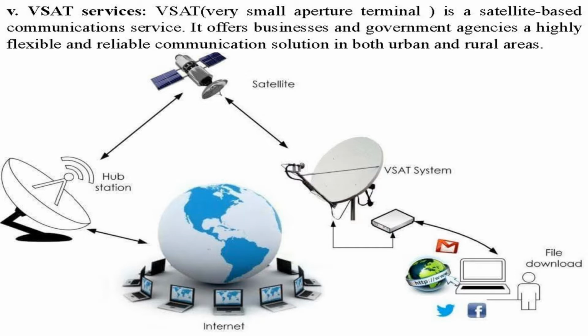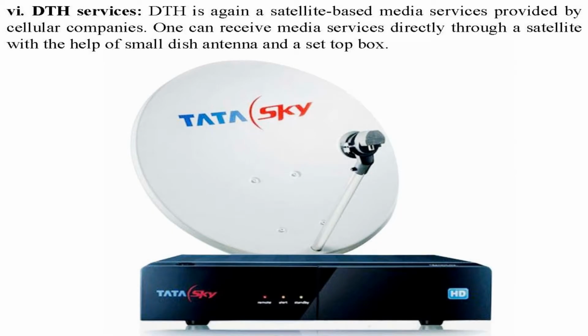And then VSAT service. VSAT is a very small aperture terminal. It is a satellite based communication service. It offers business and government agencies very highly flexible and reliable communication through both urban and rural areas. In order to get good communication in rural and urban areas, we are using VSAT services. And DTH service is a satellite based communication service provided by a cellular company. One can receive media service directly through a satellite with the help of a small dish antenna and set top box. This is also another service.